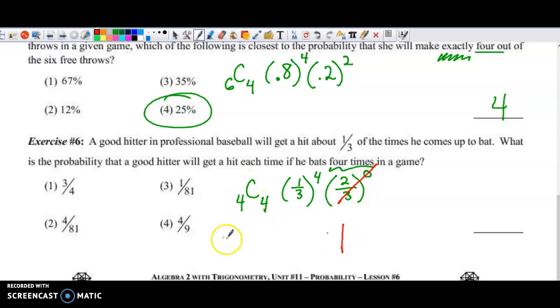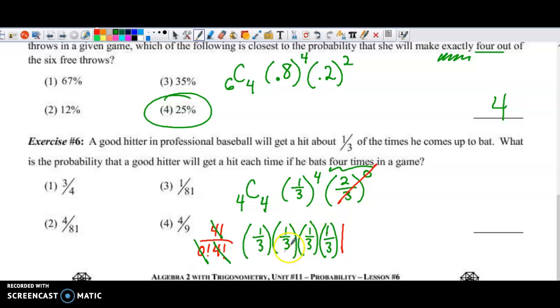And 4 combination 4, if you remember our tricks on doing these combinations, that something divided by itself is equal to 1. And 0 factorial is equal to 1. So I hope it would make sense, if you're looking at this, that we want a success each time, that there's only one way to get a success each time, and that would be 1/3 to the 4th power, which would get us to option 3. And again, feel free to use a calculator on that.